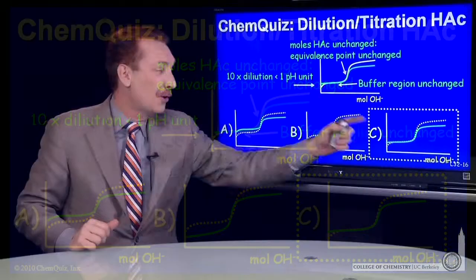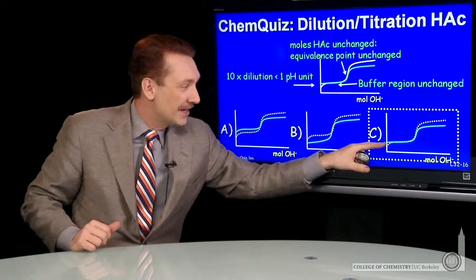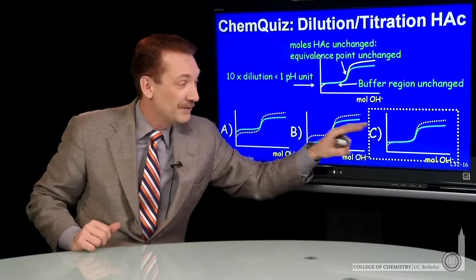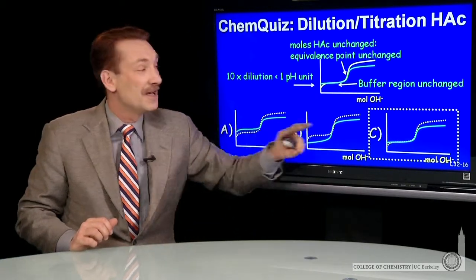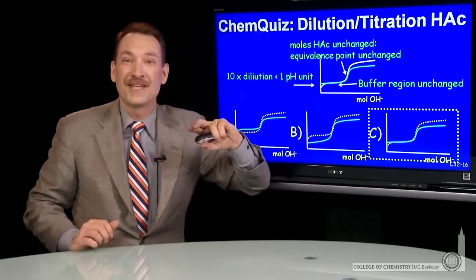So here, the appropriate answer is C, a small initial change, buffer region about the same, and in the end, when the base dominates, just a factor of 10 dilution.